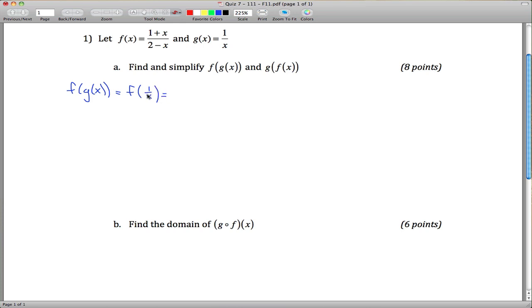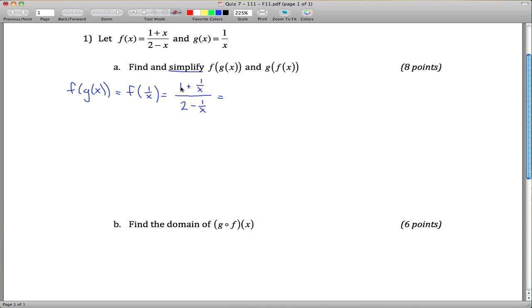So f of 1 over x. Here's f of x, so what I will do is replace all the x's in that equation with 1 over x. This right here is f of g of x, but unfortunately I said to simplify. So you got to think back a couple of weeks and view this as a fraction over a fraction. We know how to divide fractions, but it's not quite that easy because we have this 1 plus 1 over x.